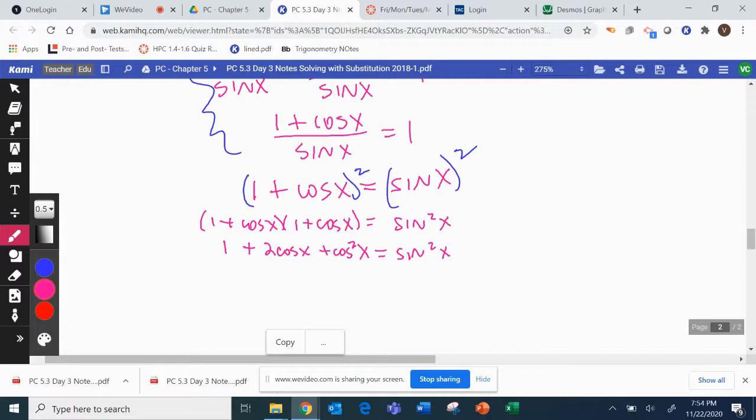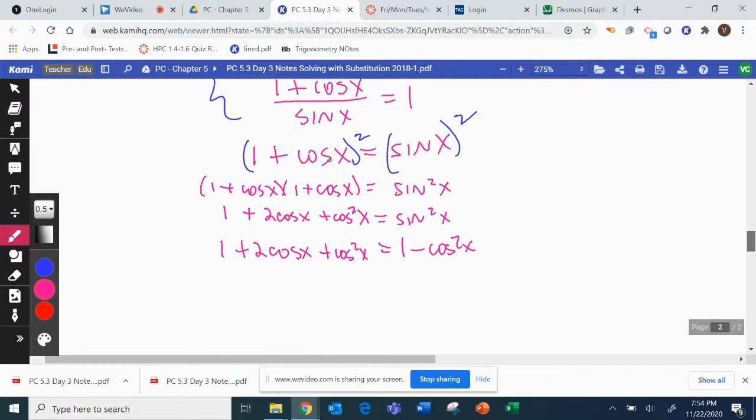Okay, I did that really fast and combined my like terms. So now at this point, I've got a cosine x and cosine squared x and a sine squared x. So I could change either the cosine or the sine. But since I have a cosine by itself, I am going to get rid of the sines. I'm going to change those sine squareds into 1 minus cosine squared x. And then I'm going to solve.